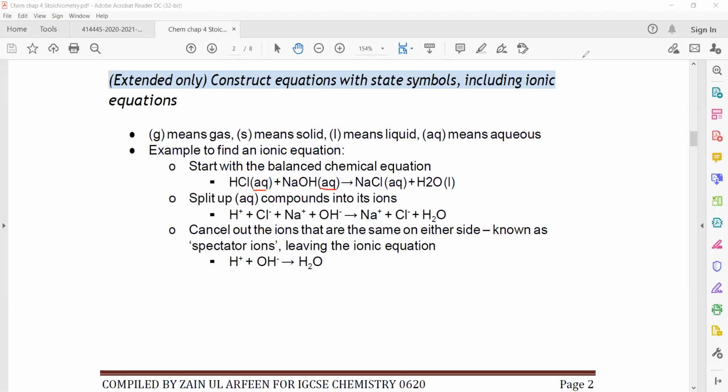To write an ionic equation, we cancel out the common ions. As you can clearly see, in the aqueous species, the chloride ion is common, so chloride ion cancels with chloride, and sodium ion cancels with sodium. So what are we left with? We are left with H+ and OH- gives H2O. Only the aqueous ones you dissociate into ions and cancel out the common ions.